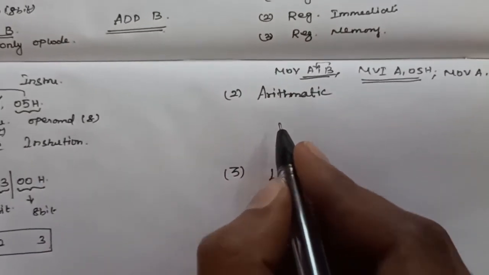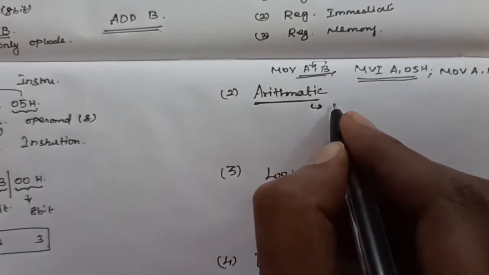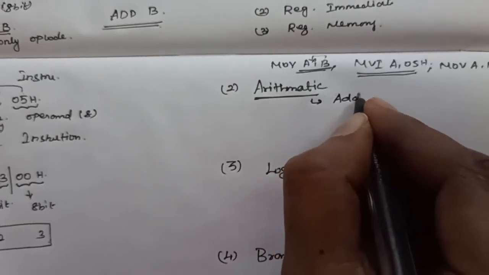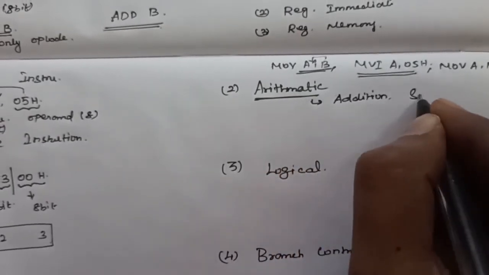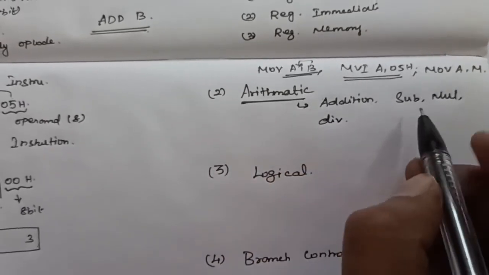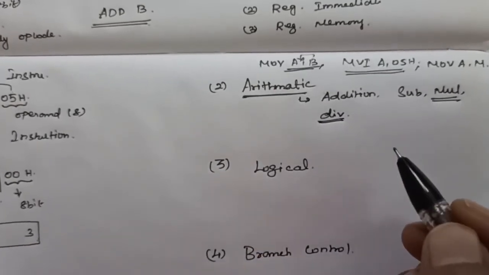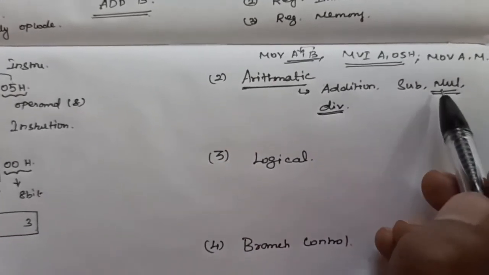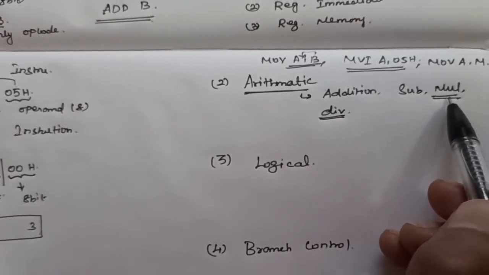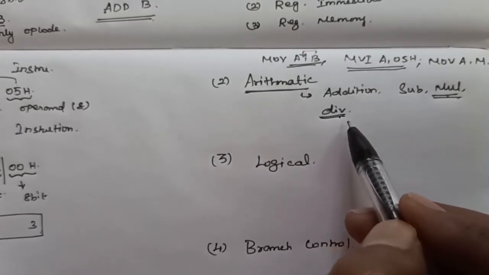Next, second group, arithmetic function. Arithmetic function means we can perform mathematical operations, mathematical calculations like addition, subtraction, multiplication and division. There are no provisions for direct multiplication and division functions. If you want to perform multiplication, you can perform repeated addition. In case of division, it means repeated subtraction.